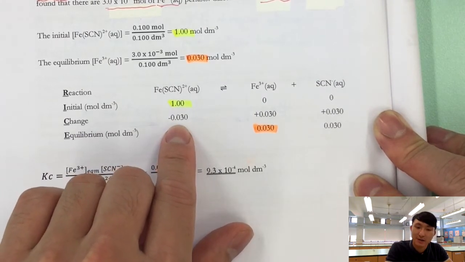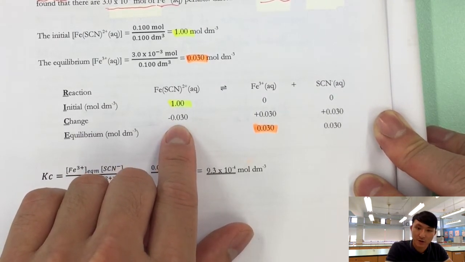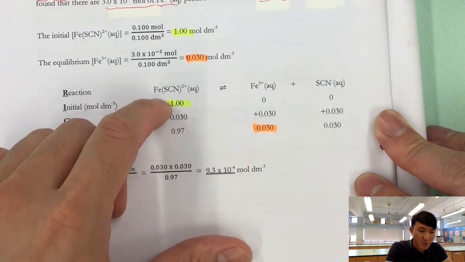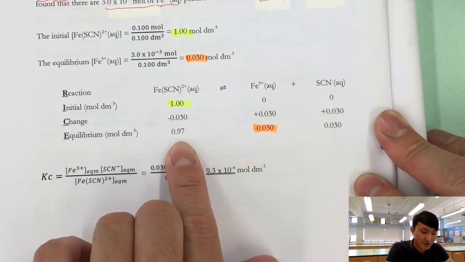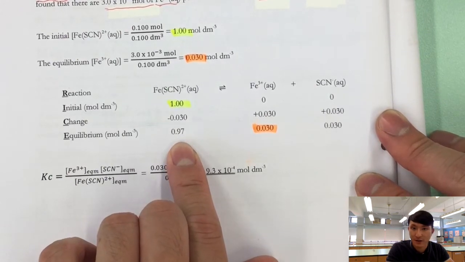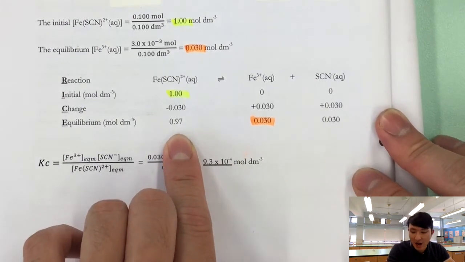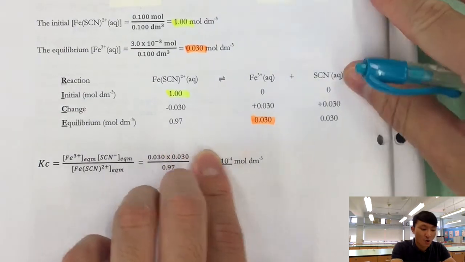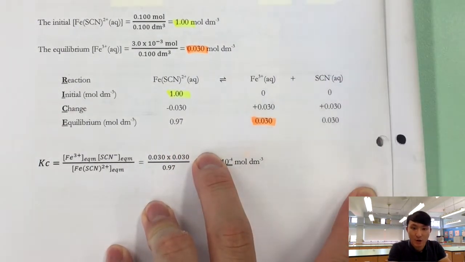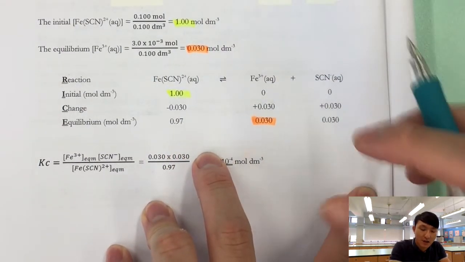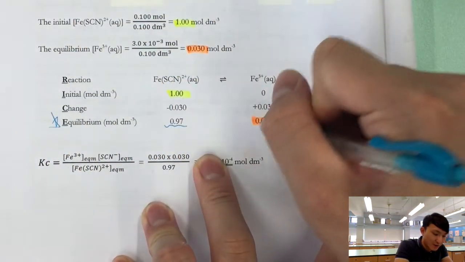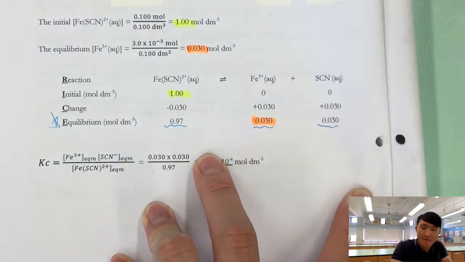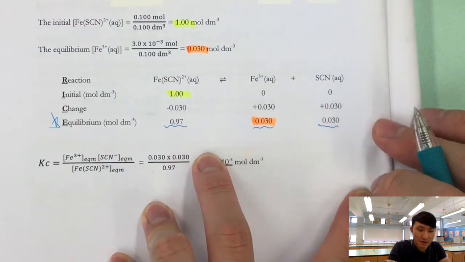So therefore, minus 0.03 mole per dm cube. Now, initially 1, the change is minus 0.03, so the equilibrium concentration will be 0.97. Okay, so this is how we are able to get all this data and fill in all the boxes of this RICE table. Now, like I said, this is what we are looking for, because now we got all the equilibrium concentrations of the chemical species.